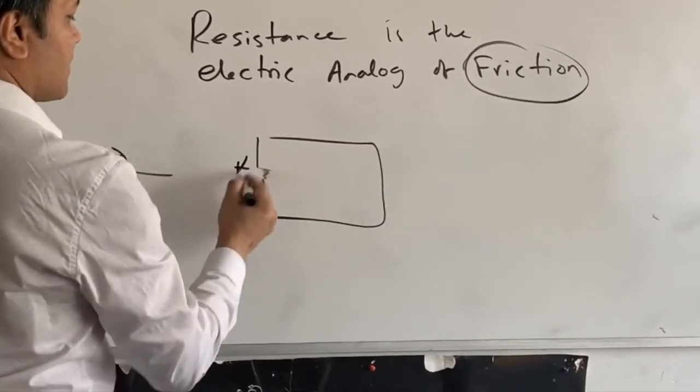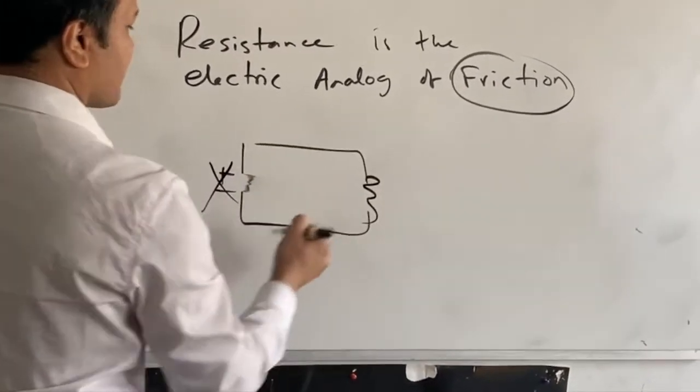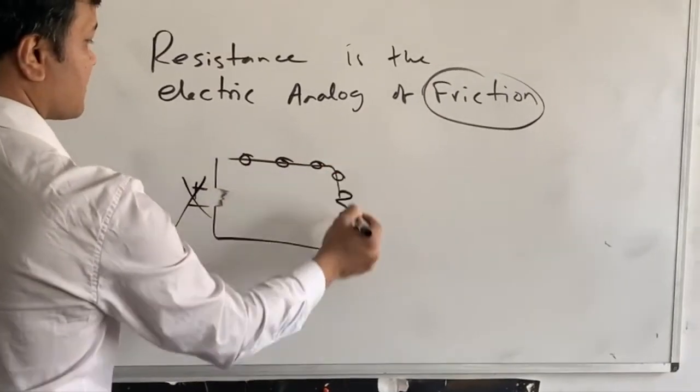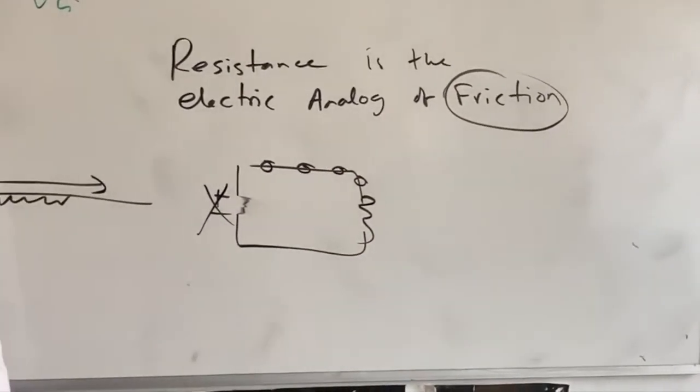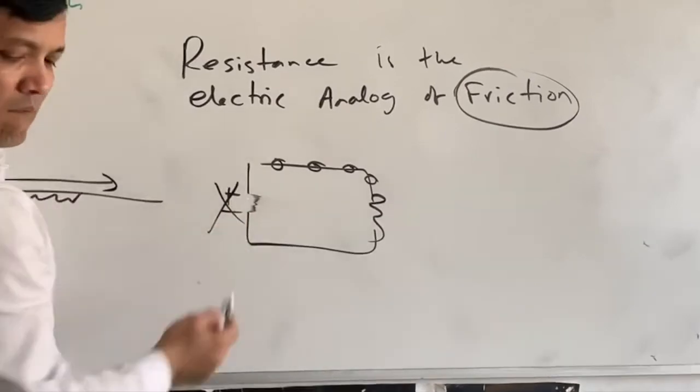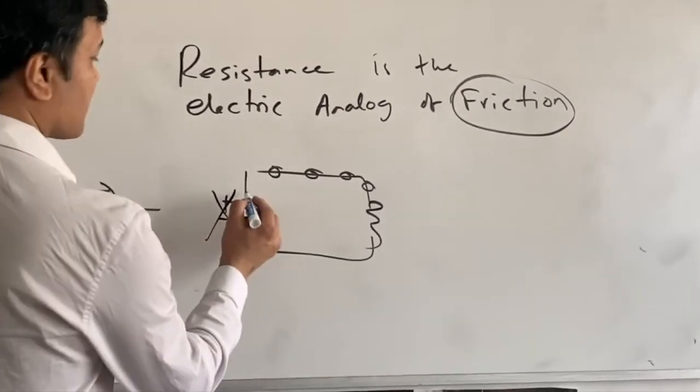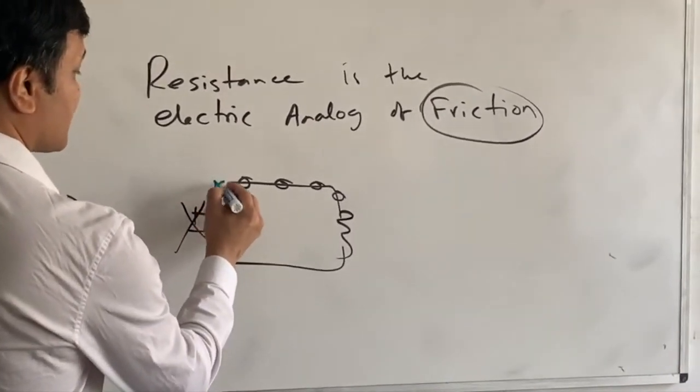We have the circuit. If you remove the voltage, what happened? There are atoms. The atoms create the barrier, but the charges don't have energy to flow through. The charges won't have the energy to overcome that barrier.